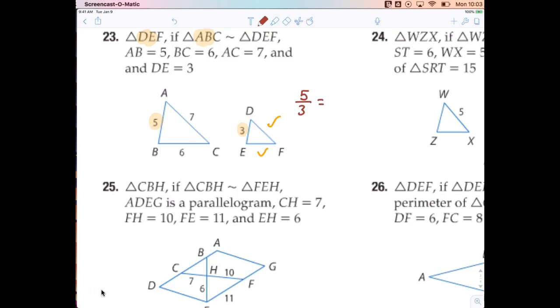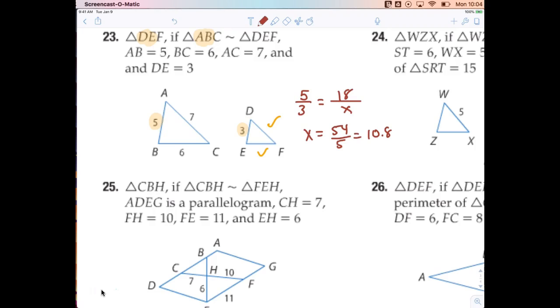So that would have to be the ratio of what? The perimeters. So what is the perimeter of the larger triangle? 18. Everybody agree with that? And so the perimeter of the smaller one would just be x is equal to 54 over 5, which, if you're using a calculator, I think is 10.8. All right? So we'd say the perimeter of triangle DEF would be 10.8.